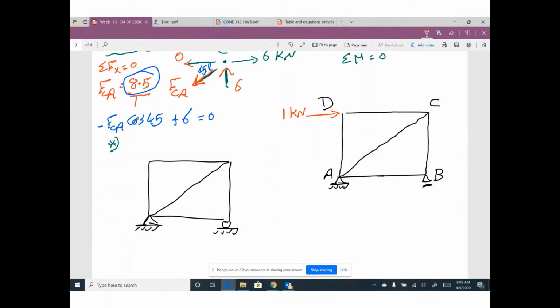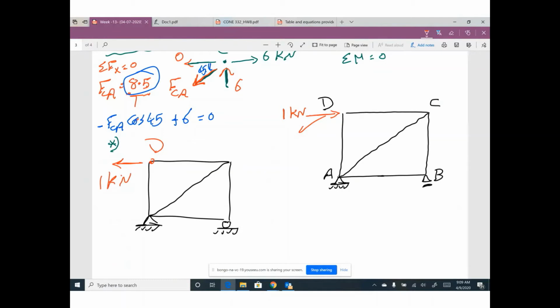But the question is, how can I put this horizontal load? To right or to left? Someone will add it like this, 1 kilonewton. Why you put it like this? It's a horizontal. It's at point D. That's correct. But to right or to left? It's a good question. To right or to left?